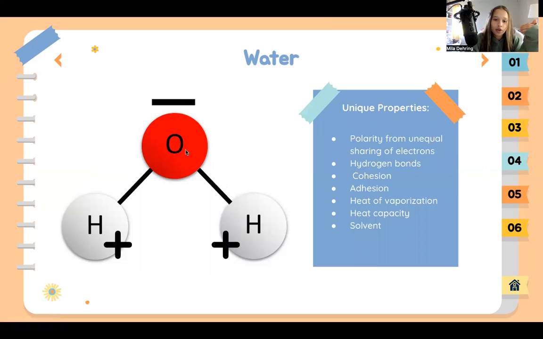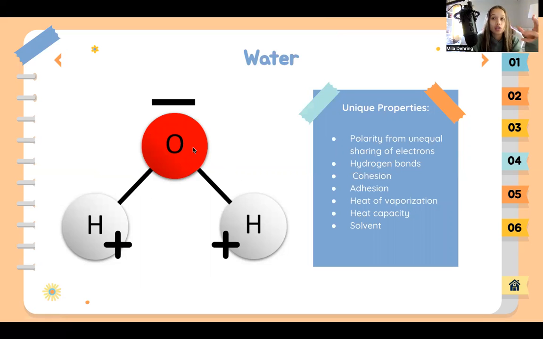So due to the covalent bonds that form between the oxygen and the hydrogens in a water molecule, that means that they're going to share the electron. However, oxygen is slightly more electronegative than hydrogen, or it's really way more electronegative, meaning that it's going to attract the electron, and the electron tends to stay more towards the oxygen compared to the hydrogen atoms.